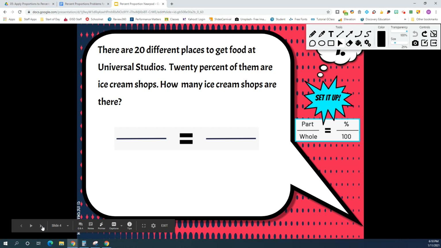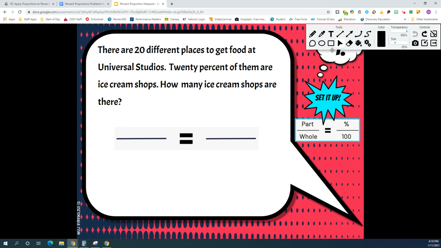It says there are 20 different places to get food at Universal Studios. 20% of them are ice cream shops. How many ice cream shops are there? So we're going to set it up using that format that we discussed on the previous slide. We have part over whole equals percent over 100.